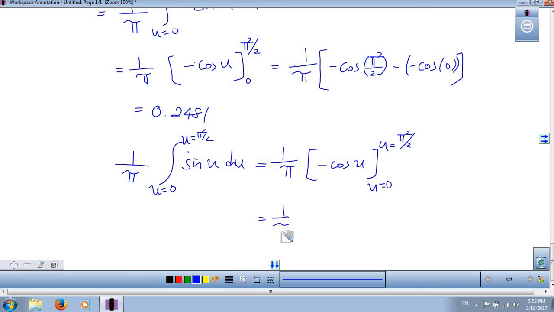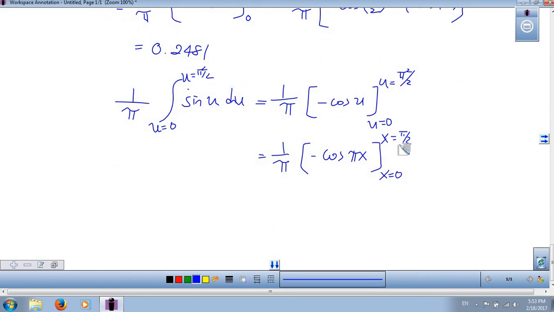But instead of doing this, I can bypass this substitution. I can directly use x. I substitute u back to x, so what is u? It is pi x, right? Then the lower bound and upper bound limits go back to x, so x equal to 0 to x equal to pi over 2. The advantage of this is I don't have to calculate the lower bound of u and upper bound of u. I can integrate it and then replace u back with x.